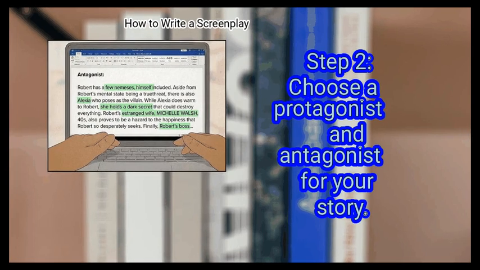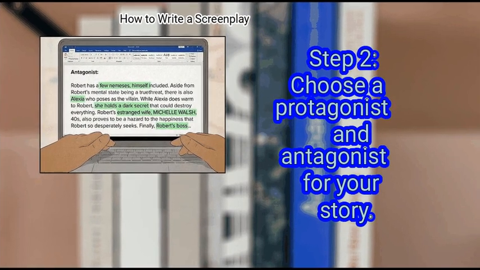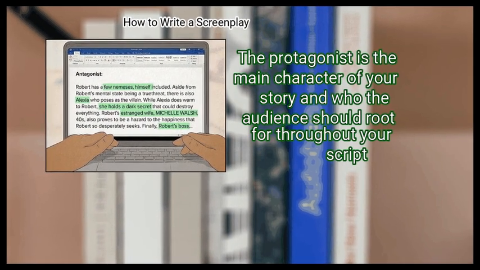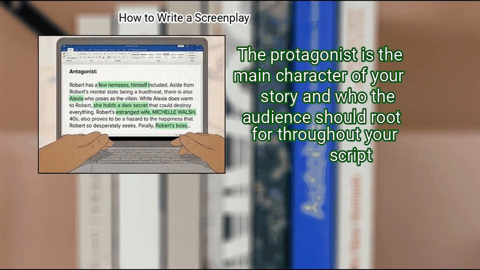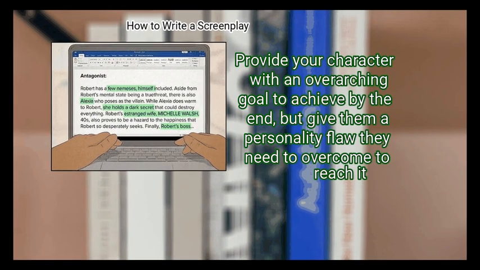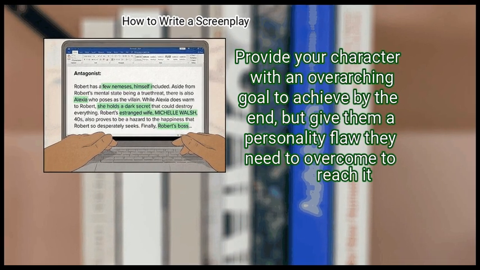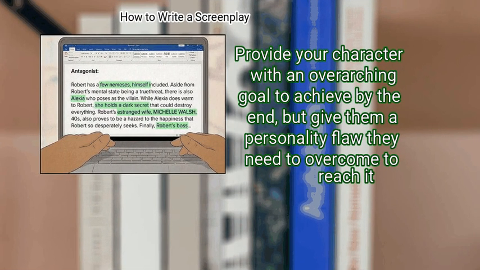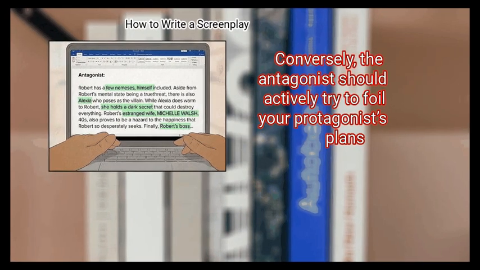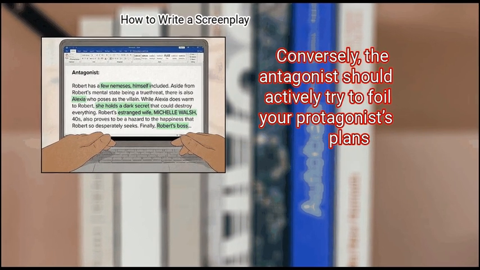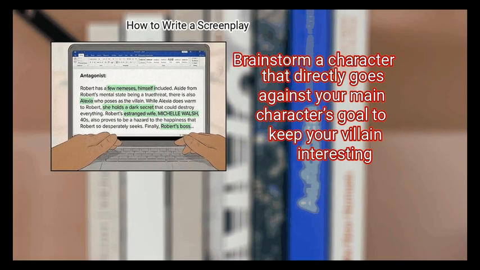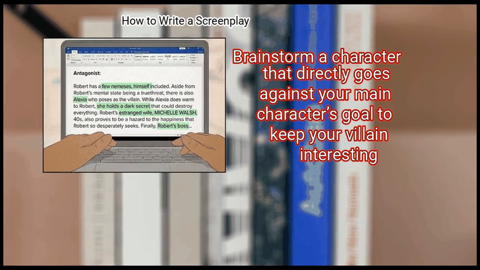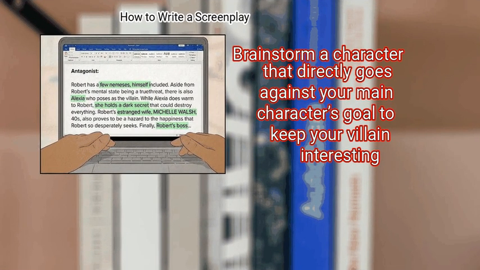Step 2, choose a protagonist and antagonist for your story. The protagonist is the main character of your story and who the audience should root for throughout your script. Provide your character with an overarching goal to achieve by the end, but give them a personality flaw they need to overcome to reach it. Conversely, the antagonist should actively try to foil your protagonist's plans. Brainstorm a character that directly goes against your main character's goal to keep your villain interesting.